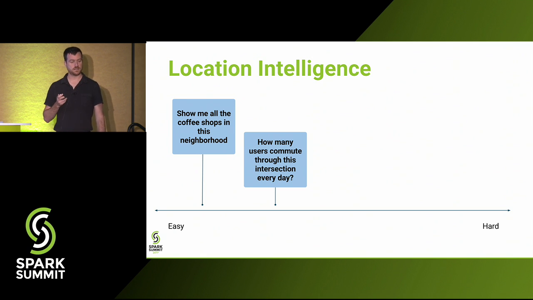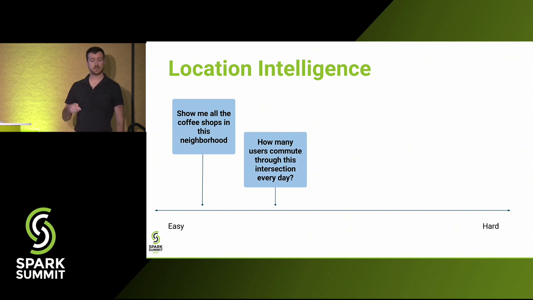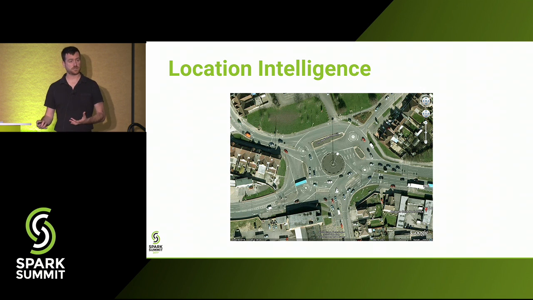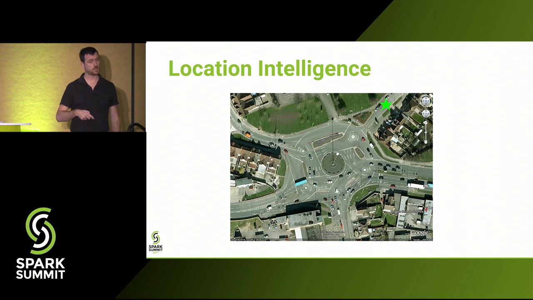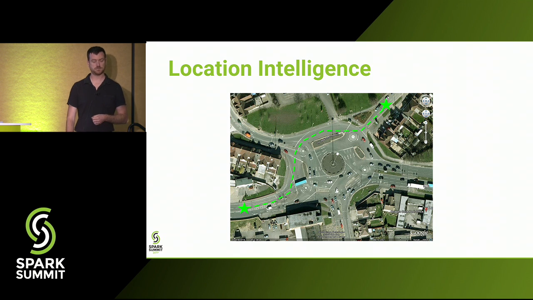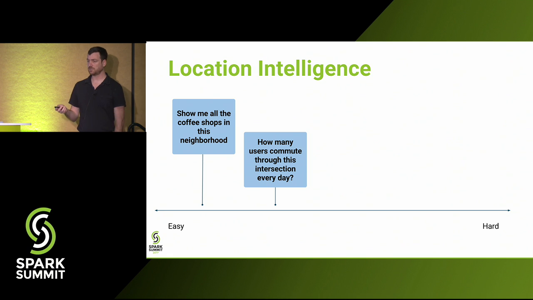Next in the difficulty scale is how many users commute through this intersection every day. This is a little bit harder because you're no longer dealing with points, you have to deal with line strings. And to illustrate why, imagine you're passing through this roundabout, and the sample rate of your data stream is such that you get a ping before you enter the roundabout, then you don't get a ping until you leave the roundabout. So you have to actually aggregate that particular activity up using a line string and then do a line string intersection with the roundabout table. So a little bit more difficult, but still not very difficult.